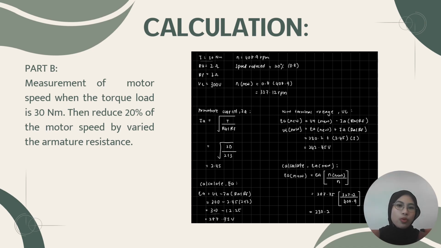Measurement of motor speed when the torque load is 30 Nm, then reduce 20% of the motor speed by varying the armature resistance. So the speed of the motor before is 408.9 rpm and after is 327.12 rpm. And for the terminal voltage, before is 300 volt and after is 242.45 volt.